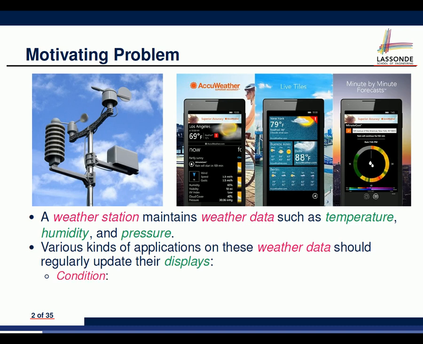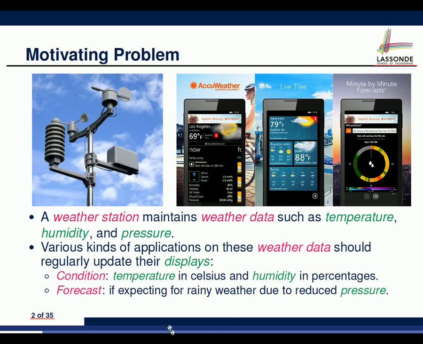For example, let's say we have a current conditions app. What the current conditions app will do is simply display the temperature and humidity, let's say, a very easy app. It just uses 2 of them, so it doesn't care about the pressure. Now, the second app, forecast. A very simple forecast. Let's say the forecast is going to tell you whether it's likely to rain. In order to see if it's going to rain, there has to be some strict reduction in the air pressure. So over here, it's expecting rain due to reduced pressure, which means it only cares about the pressure.